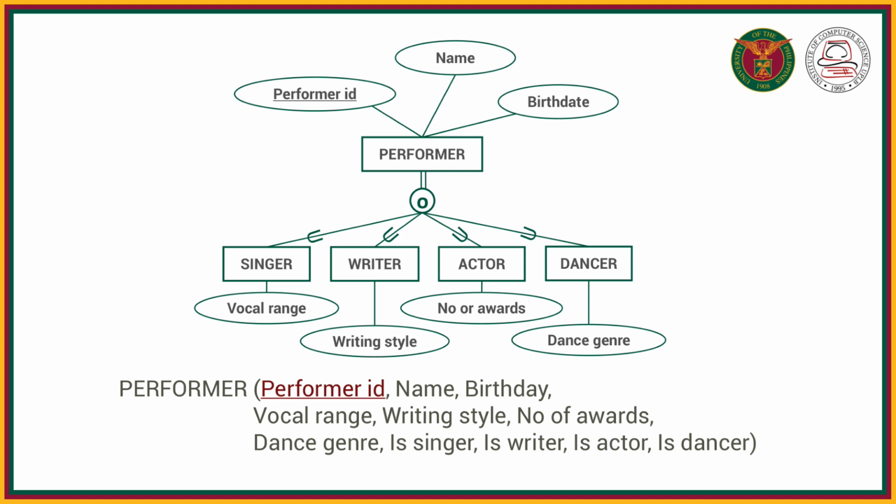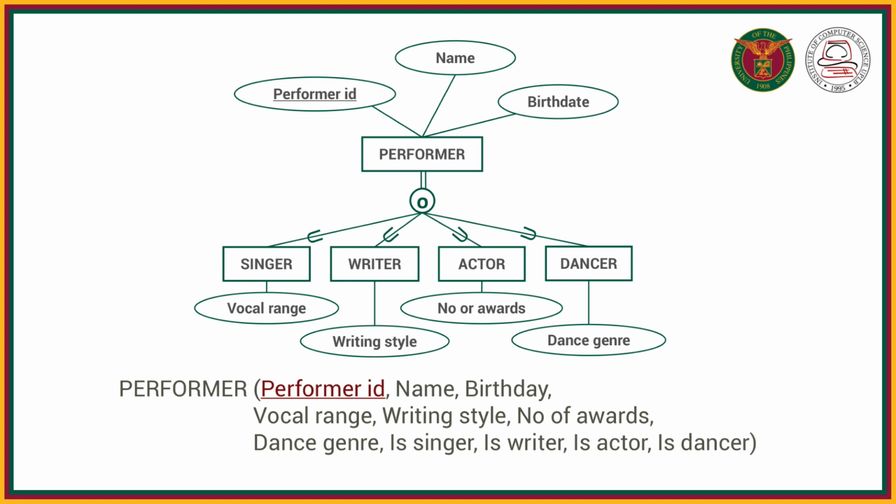So, sabi dito, pwede daw tayong mag-declare ng isang relation lang and then all of the attributes will be merged. So, we have performer ID, which will be our primary key, and then name, birthday, and then idugtong lang natin yung mga attributes from all of the subclasses. So, we have vocal range, writing style, number of awards, and dance genre. And then we also have to include a flag attribute. This flag attribute will be the marker kung itong element na ito is part of the subclass.